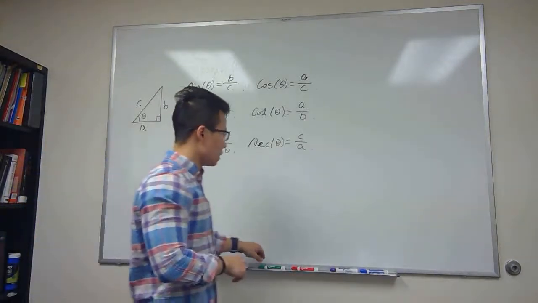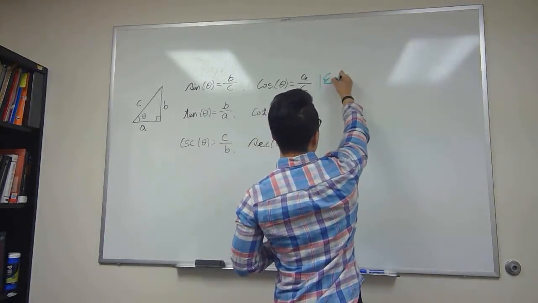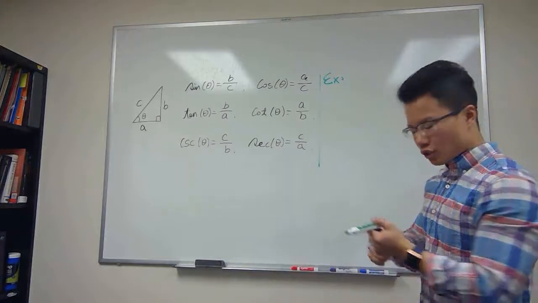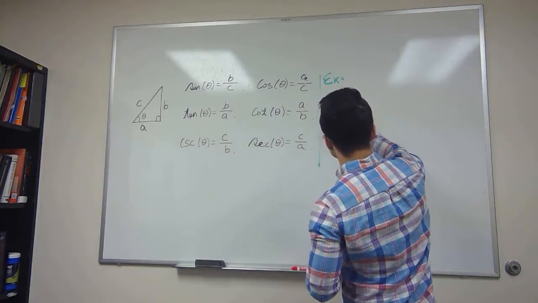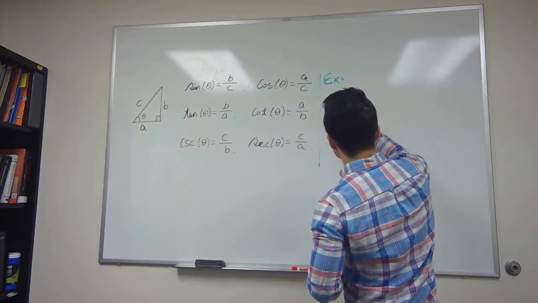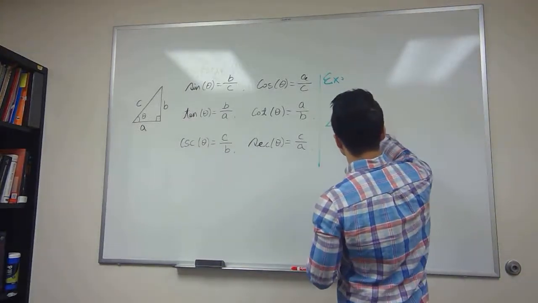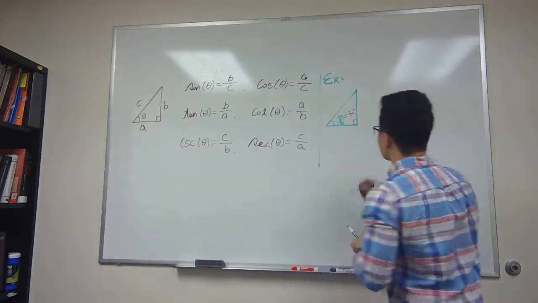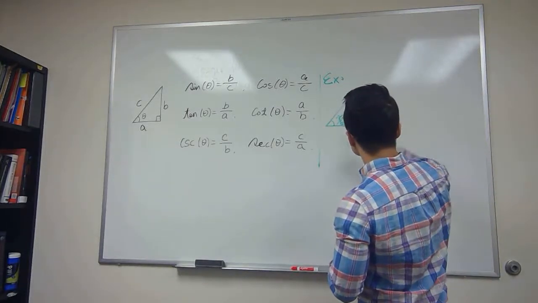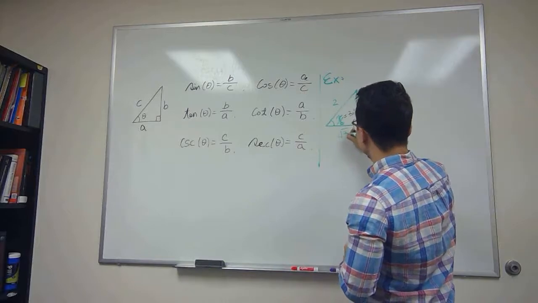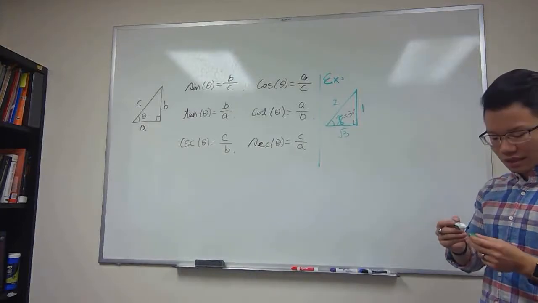In order to give you a better idea of what's going on, I'm going to give you an example and see how this works. I'm going to give you a triangle here with angle pi over 6, which is the same thing as 30 degrees. This is a right triangle. I'm going to give you all the lengths: 1 here, 2 here, and root 3 here. So let's find all 6 trig functions.